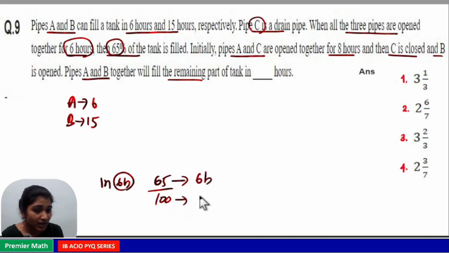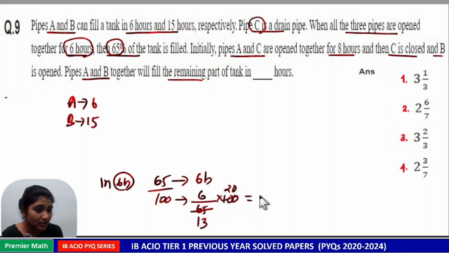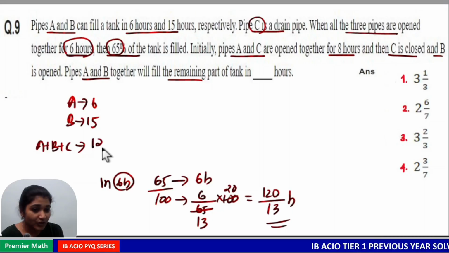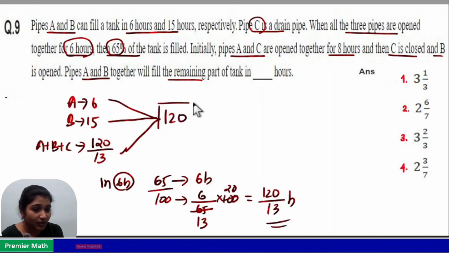Then 100 units can be filled by ABC together in 6 by 65 into 100 hours, which is equal to, 5 goes 13 times in 65, 20 times in 100, 120 by 13 hours. So here ABC together can fill full tank in 120 by 13 hours. Now take the LCM of all these three because all are doing the same work. Here LCM of these three is equal to 120 units. So here total capacity of the tank actually is equal to 120 units.